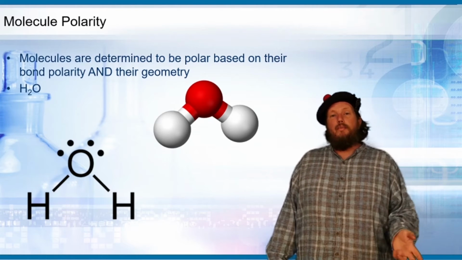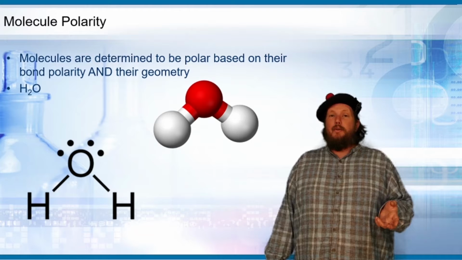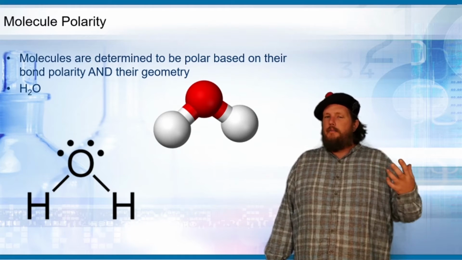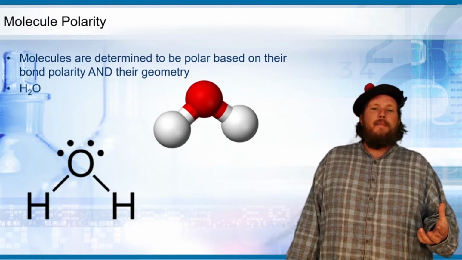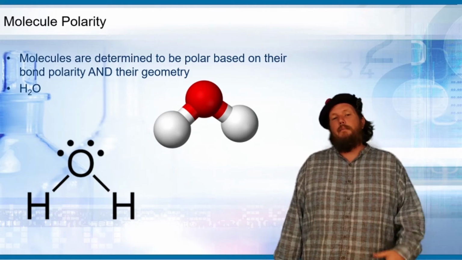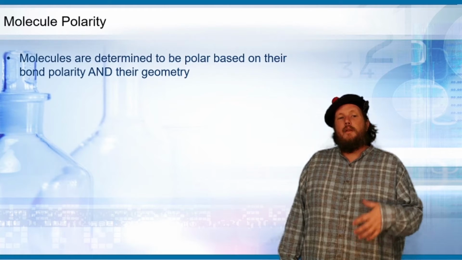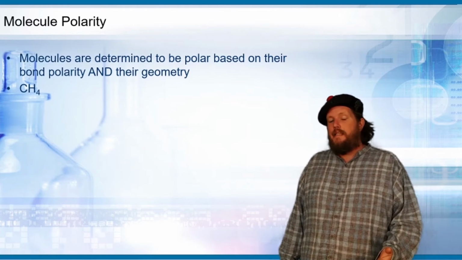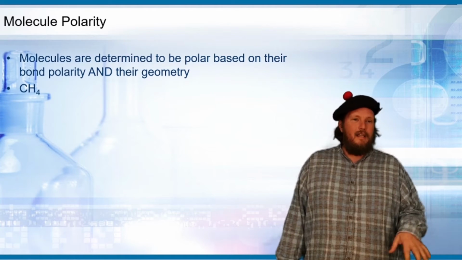So hydrogen 2.1 electronegativity, oxygen 3.5, and so you're going to definitely get a polar molecule here. You're going to have a negative end and a positive end. What about CH4, methane?